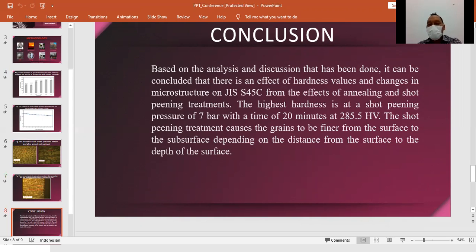The highest hardness is at a shot peening pressure of 7 bar with a time of 20 minutes, at 285.5 Vickers hardness. The shot peening treatment causes the grains to be finer from the surface to the substrate, depending on the distance from the surface.